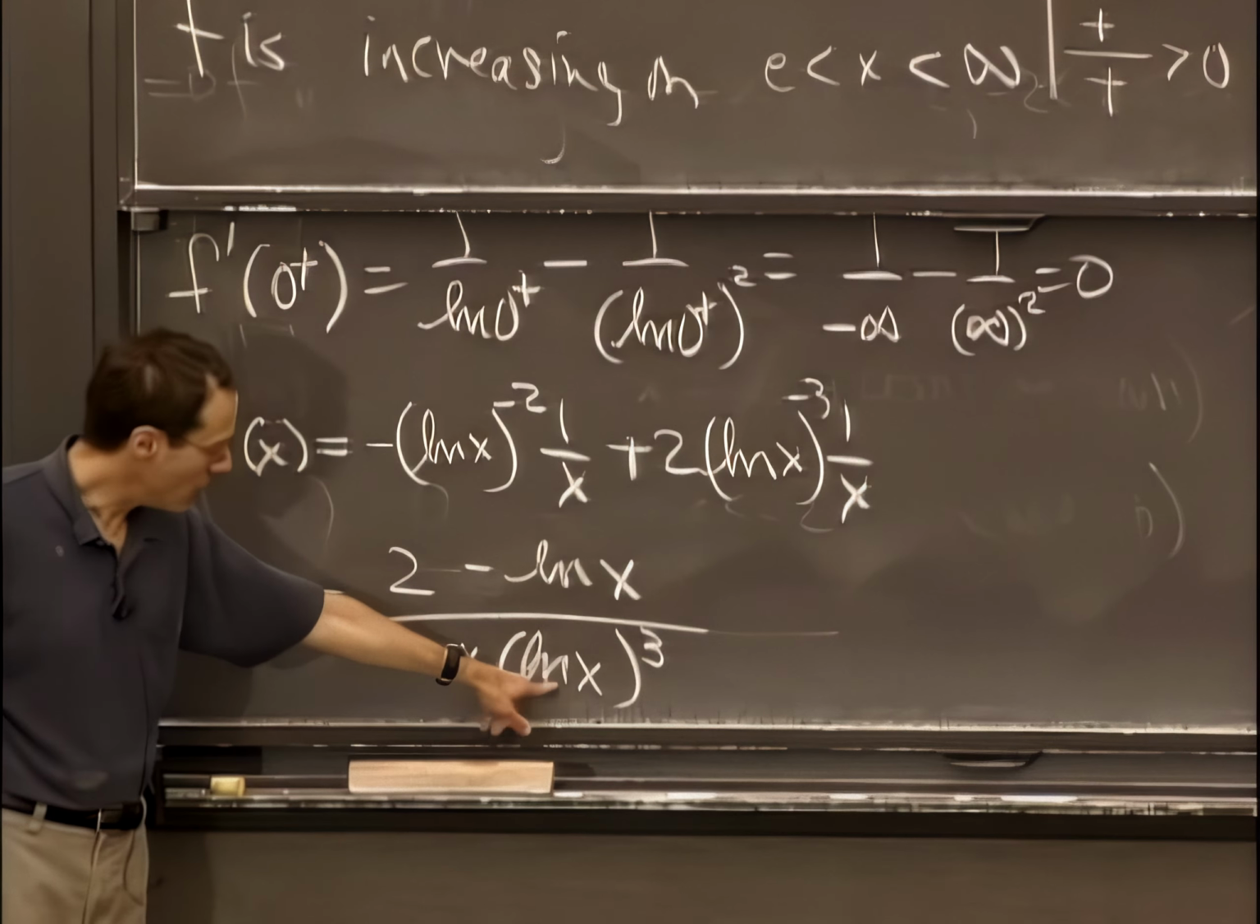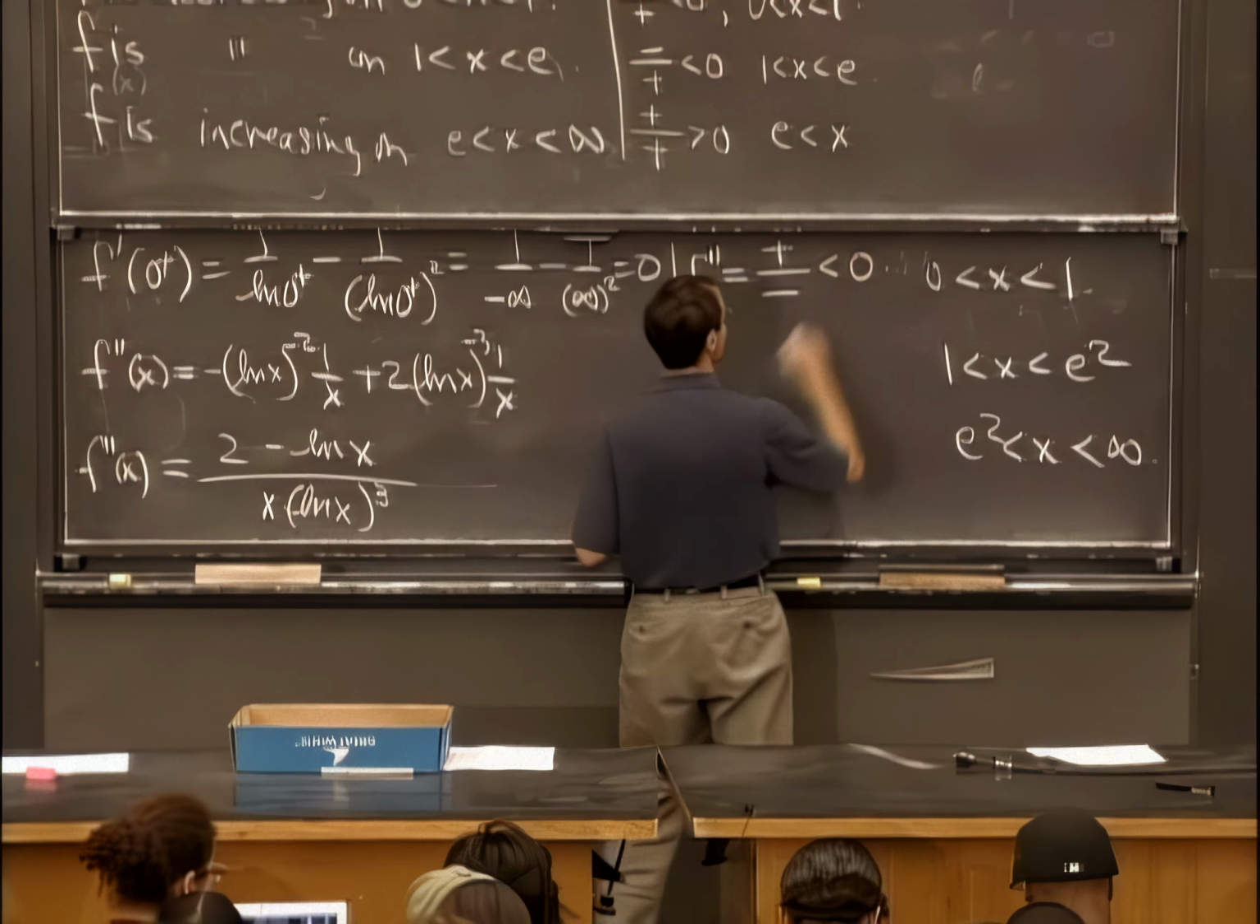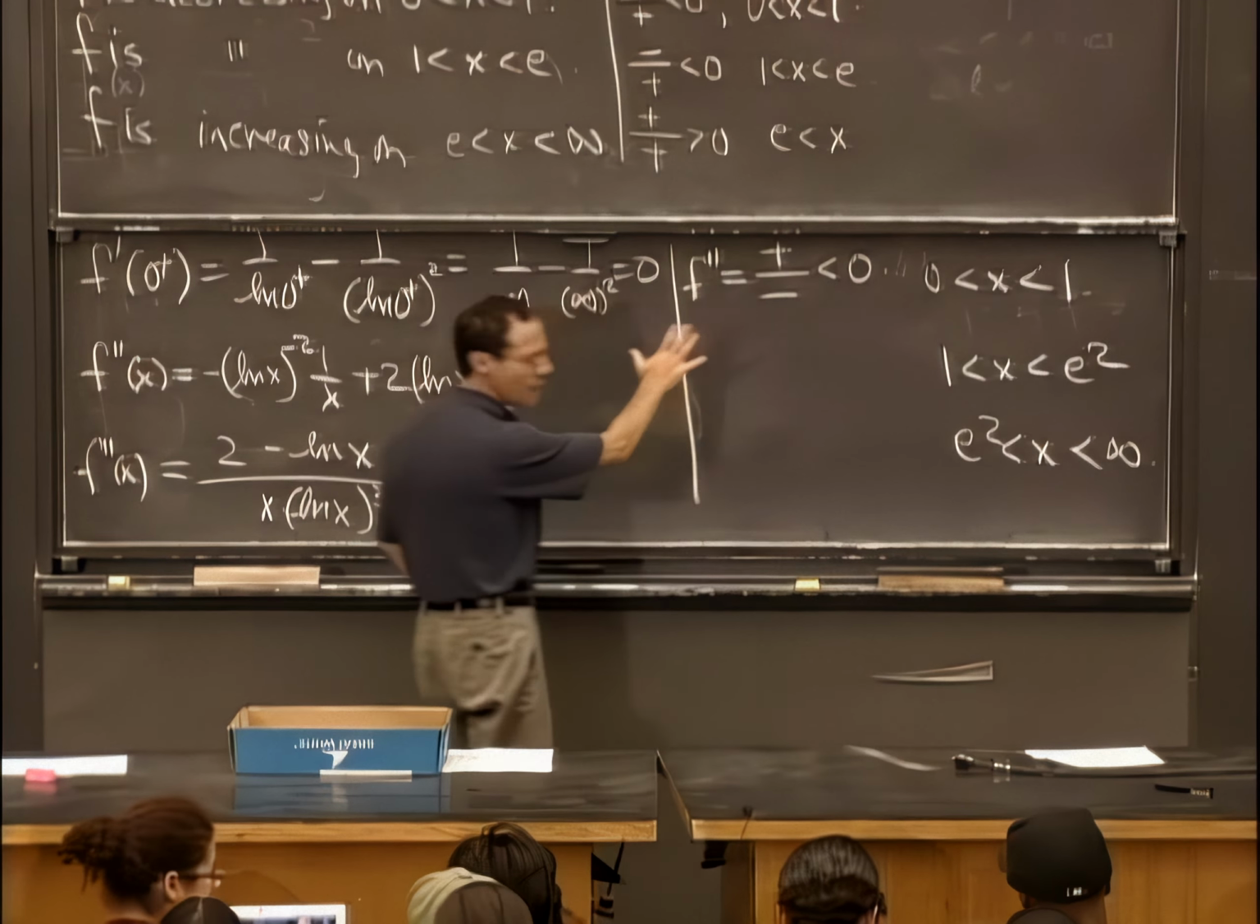So between 0 and 1, the numerator is, well, this is a negative number, and this, so minus a negative number is positive, so the numerator is positive. And the denominator is negative because the log is negative and it's taken to the third power, so this is a negative number. So it's positive divided by negative, which is less than 0. That means it's concave down, all right? So this is a concave down part.